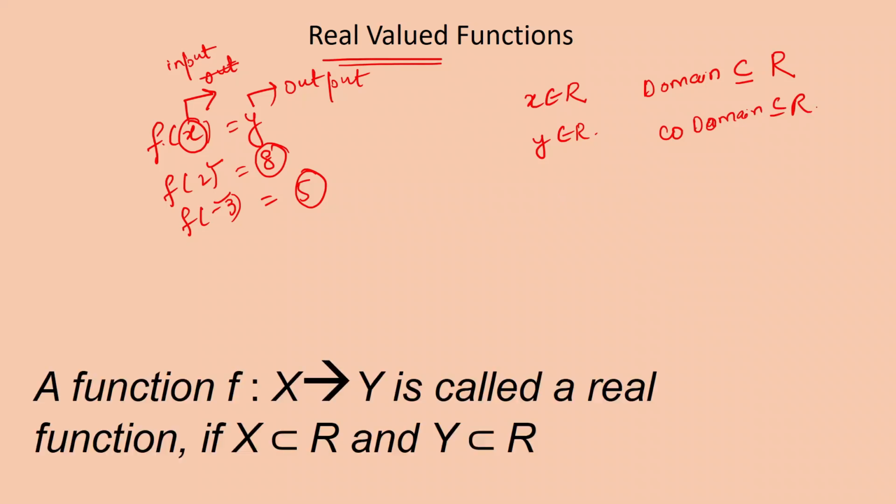Alright. So formally speaking, a function f that goes from x to y, meaning that x is the domain and y is the codomain, is called a real valued function if x and y are both subsets of the real numbers. Okay, the set of all real numbers.